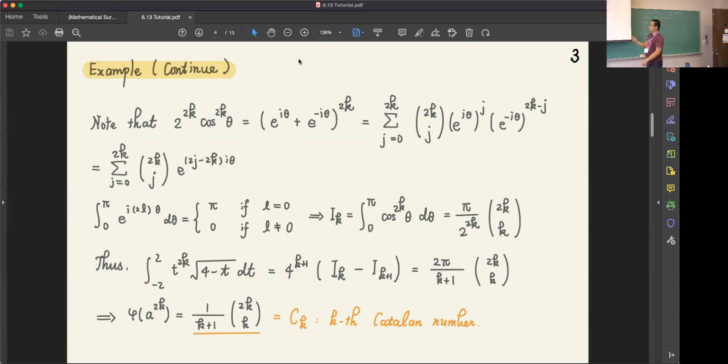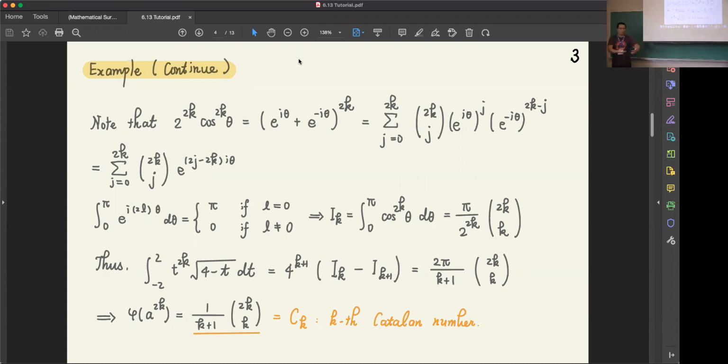Hence, if we go back to this formula, we know from the previous slide it's 4 to the power k plus 1 times I_k minus I_{k+1}. But I_k minus I_{k+1}, we know precisely is this. We just combine them together and we can see a formula like this. For the last part, we just divide by 1 over 2 pi. Then we get what the moment of A to the 2k is, which is this form. It's a well-known quantity called the Catalan number. And we got the Catalan number here. So now we have the moments.